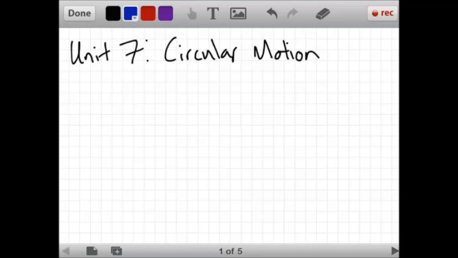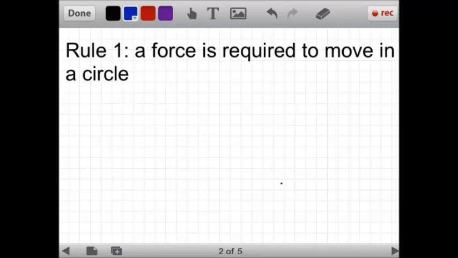So here's our first rule. Rule number 1, a force is required to move an object in a circle. Sorry about that.